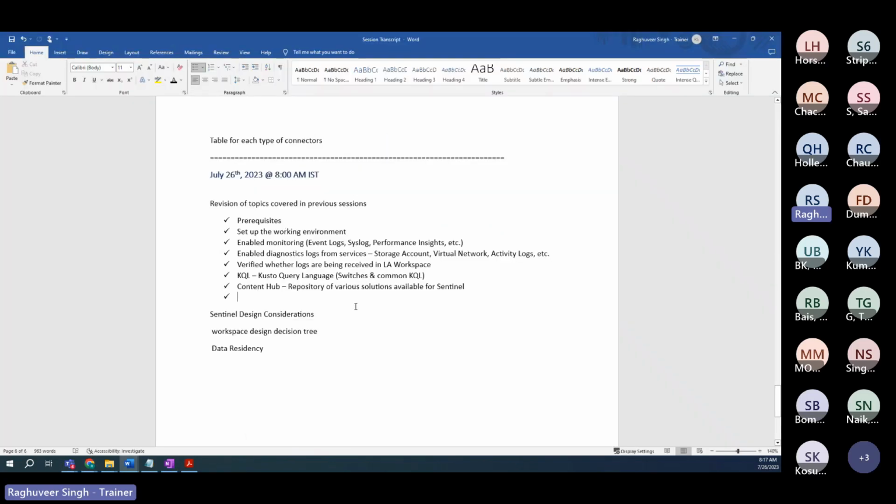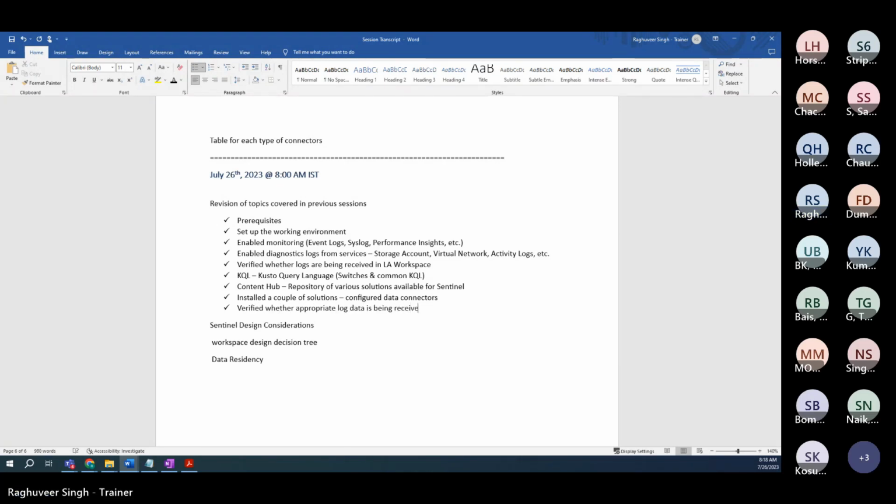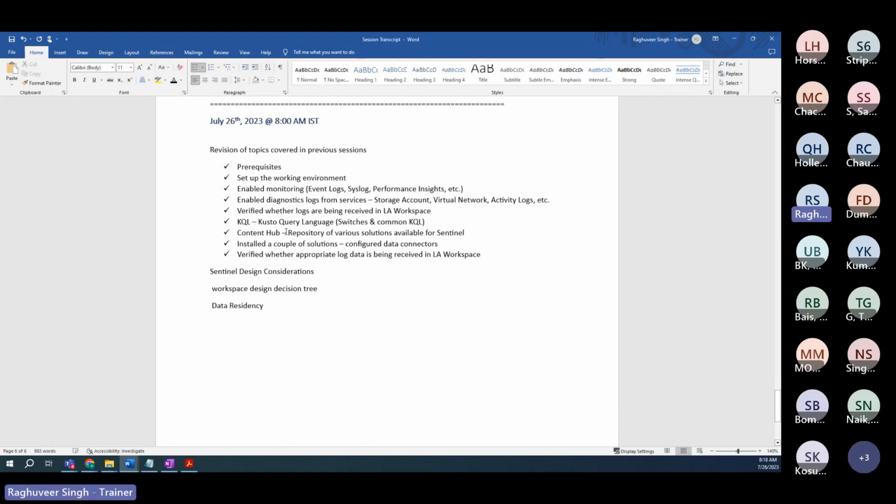So what we did, we basically installed a couple of solutions, and then we configured the data connector from the solutions itself. That's what we also did. And after we configured the data connector, we also verified whether appropriate log data is being received in the workspace related to that data connector. So that's what we typically did in the last week at a very high level.